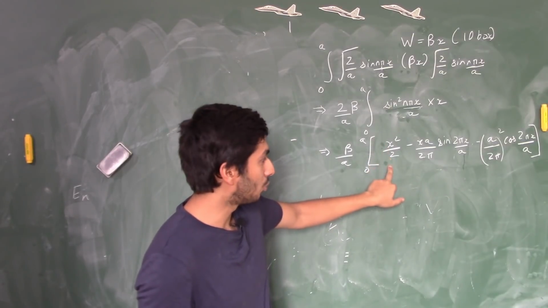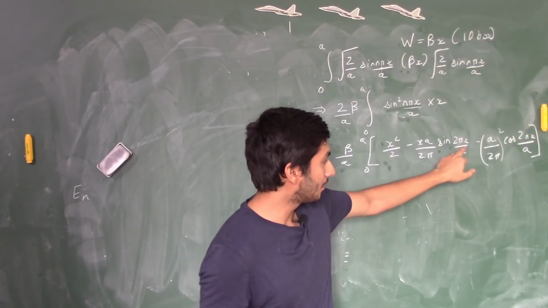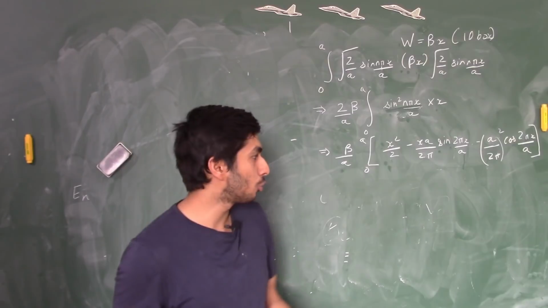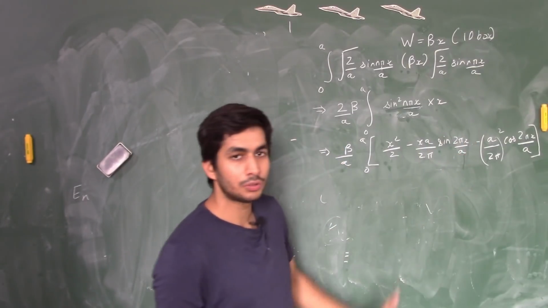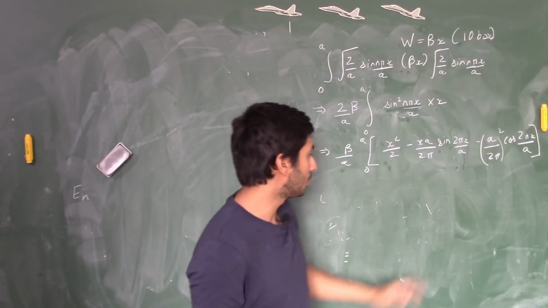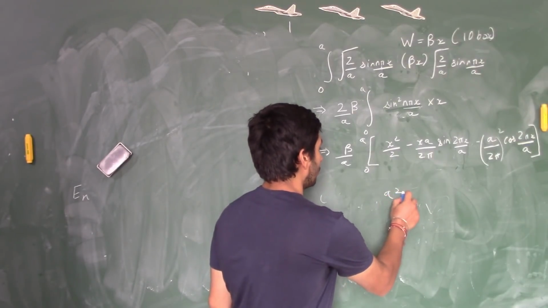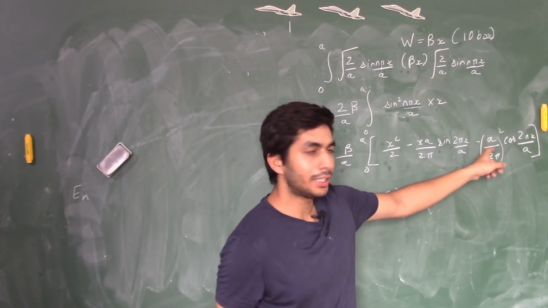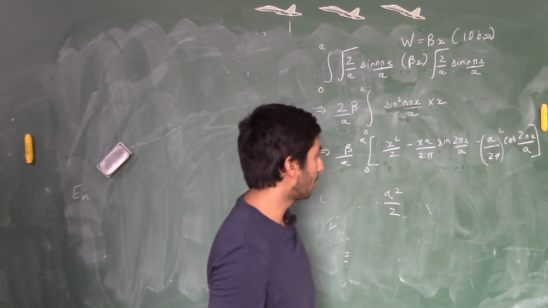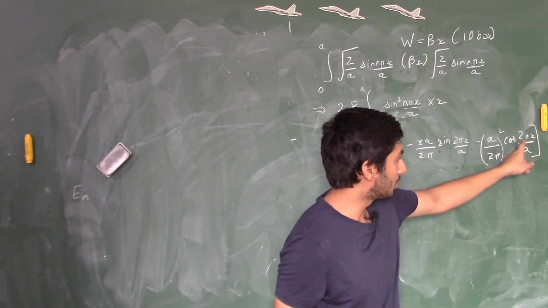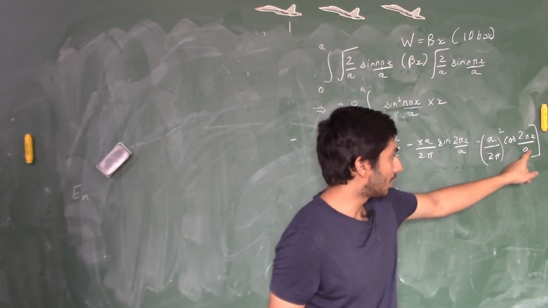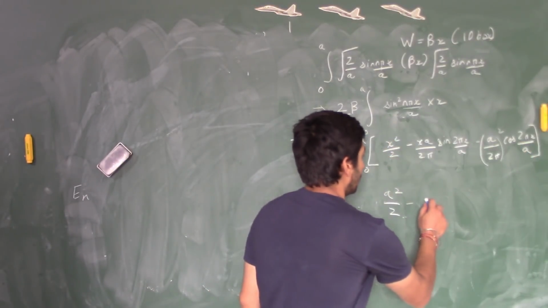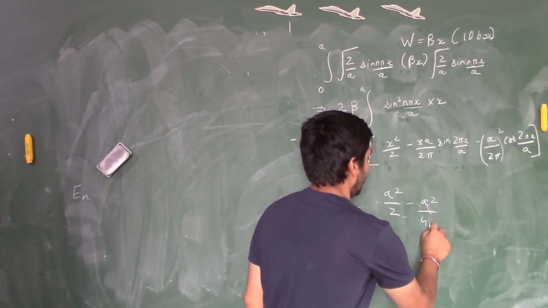This will become a square by 2, and this is sine 2 pi x by a. So if I replace this x by a, this will become sine 2 pi, and sine 2 pi is equal to 0, so this whole term will become equal to 0, right? So I'm left with a square upon 2, and then over here the value is already a over here, so this will become a square upon 4 pi, and if I replace over here a, this becomes cos 2 pi a upon a, so this will become cos 2 pi, and cos 2 pi is equal to 1, so this will become minus a square upon 4 pi square, right?